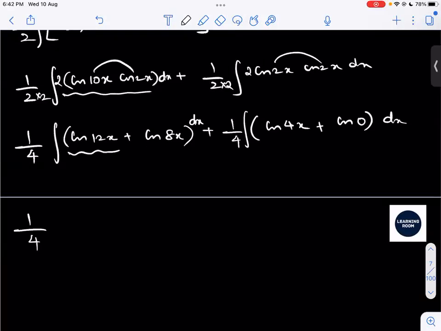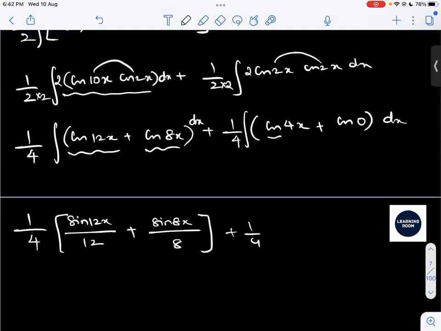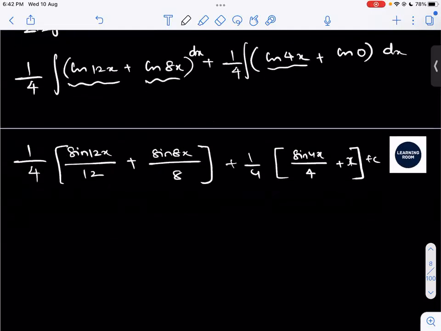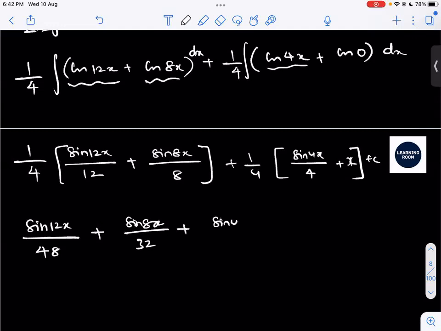So 1 by 4 into the integral of cos 12x dx is going to be sin 12x divided by 12 plus sin 8x divided by 8, plus 1 by 4 into the integral of cos 4x, which is sin 4x by 4, plus cos 0 is 1 and the integral of dx is x, plus c. So the final answer would be sin 12x divided by 48 plus sin 8x divided by 32 plus sin 4x divided by 16 plus x by 4 plus c.